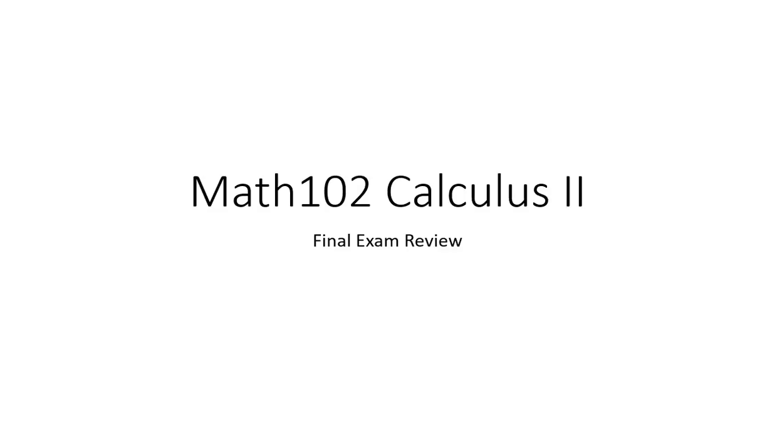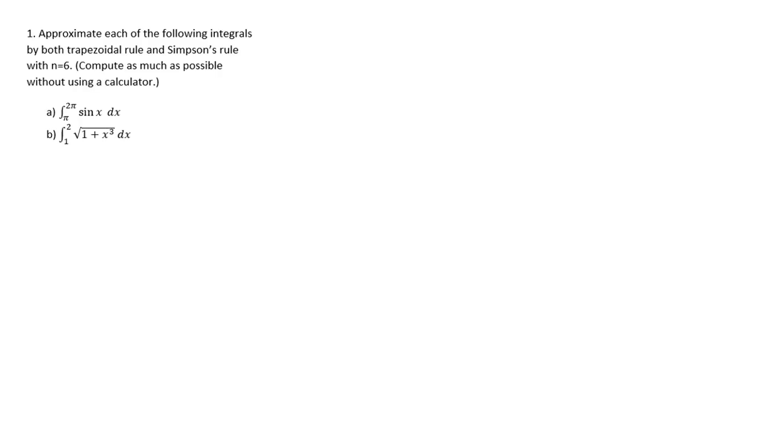Hello, this is Math 102 Calculus 2 Final Exam Review. Number 1. Approximate each of the following integrals by both trapezoidal rule and Simpson's rule with n equals 6. Compute as much as possible without using a calculator.